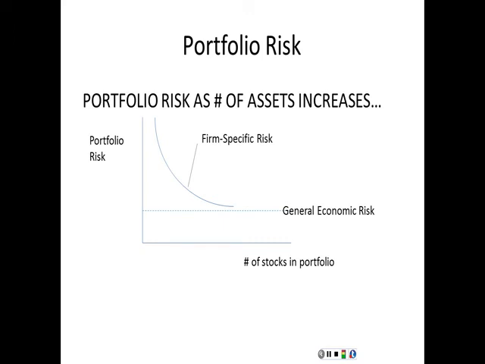So going forward, what are we going to do with this? Well, what we're going to start thinking of is if I'm building a portfolio, this graph tells me I can get rid of all my firm-specific risk. So if I want to reward an investor, what should I reward him for? Well, we should think about rewarding him for risk he can't avoid. That's that general economic risk or market risk.